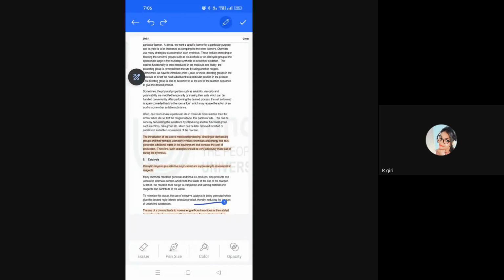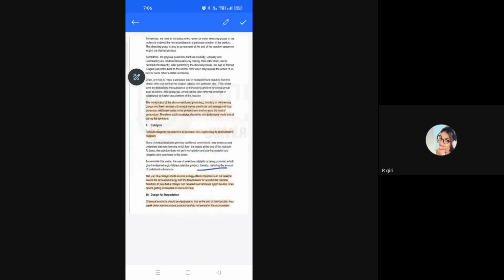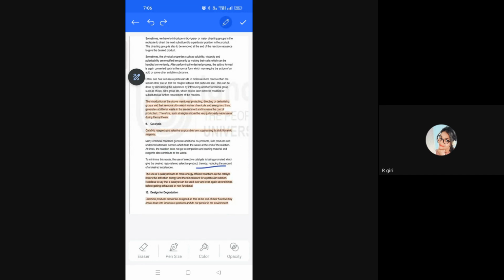Here it is written: the use of a catalyst leads to more energy efficient reaction as the catalyst lowers the activation energy and the temperature for the particular reaction. Needless to say, a catalyst can be used over and over again several times before getting exhausted or non-functional. Next, 10th one is design for degradation.